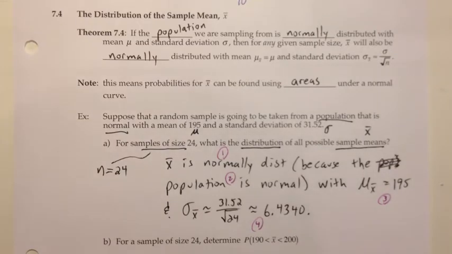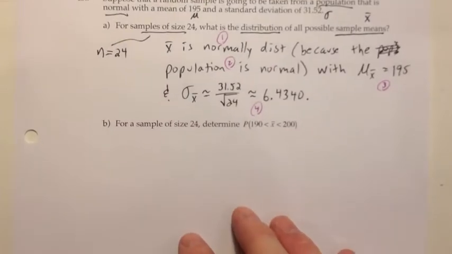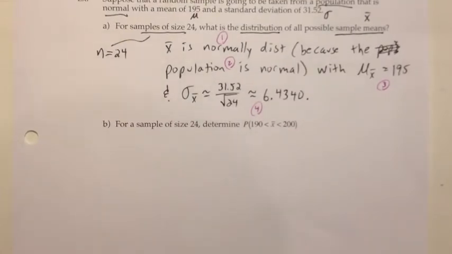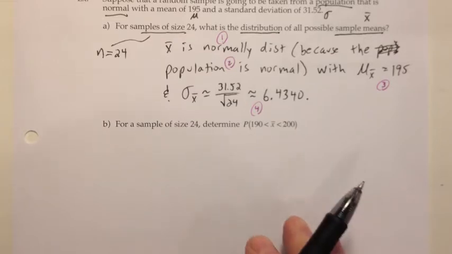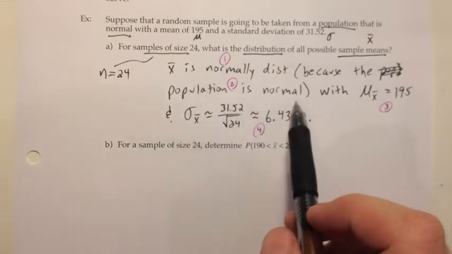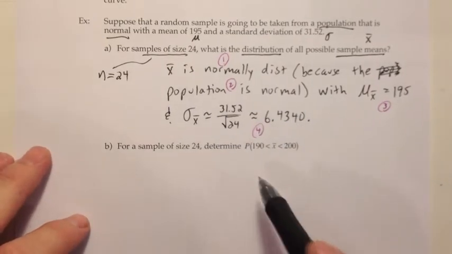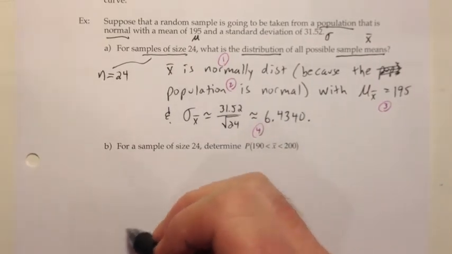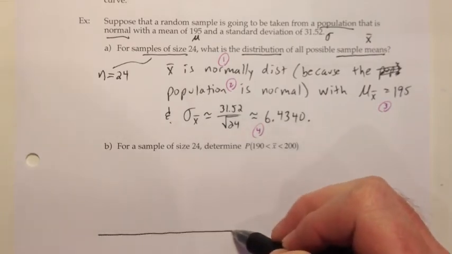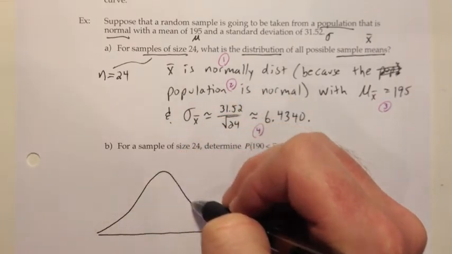Now let's see how we can use that information. For a sample of size 24, determine the probability that x bar is between 190 and 200. Well, we just figured out that x bar is normally distributed, so the way I would do a probability question about something that is normally distributed is using area under a normal curve.